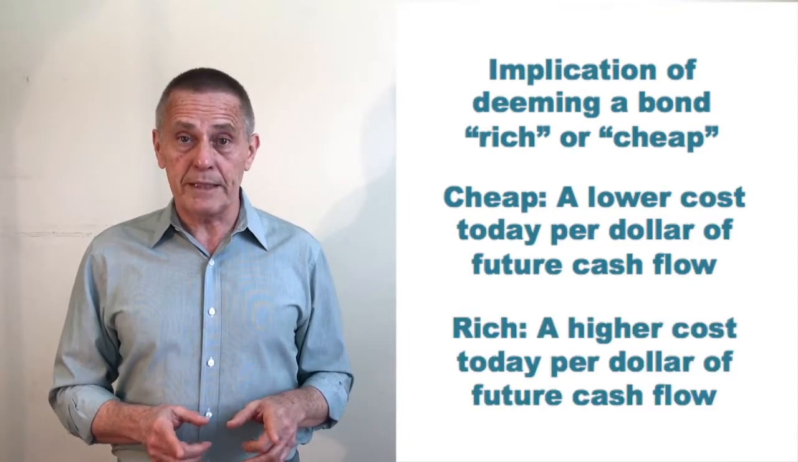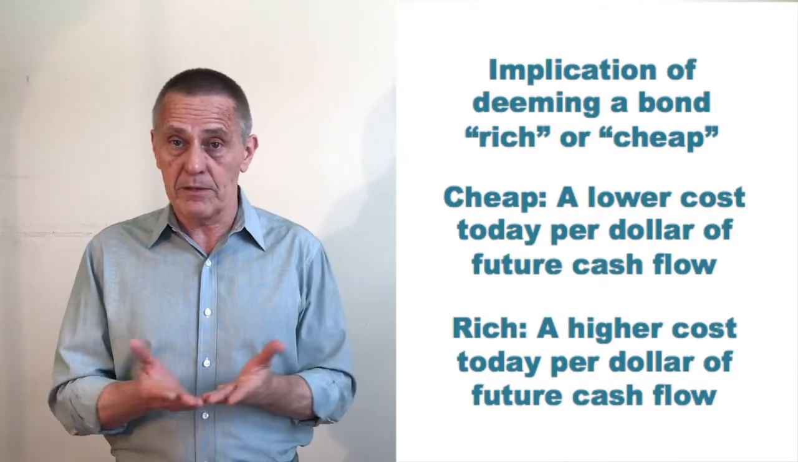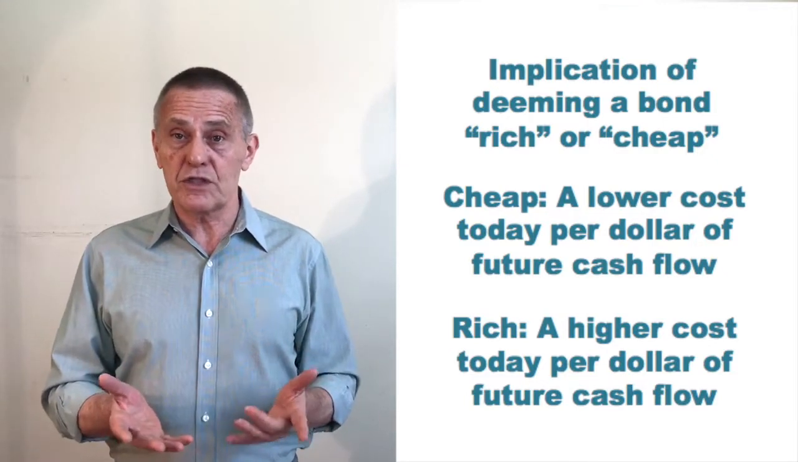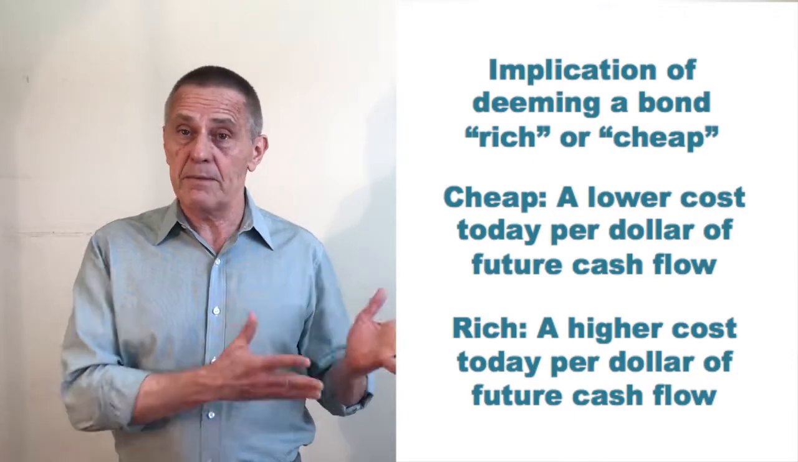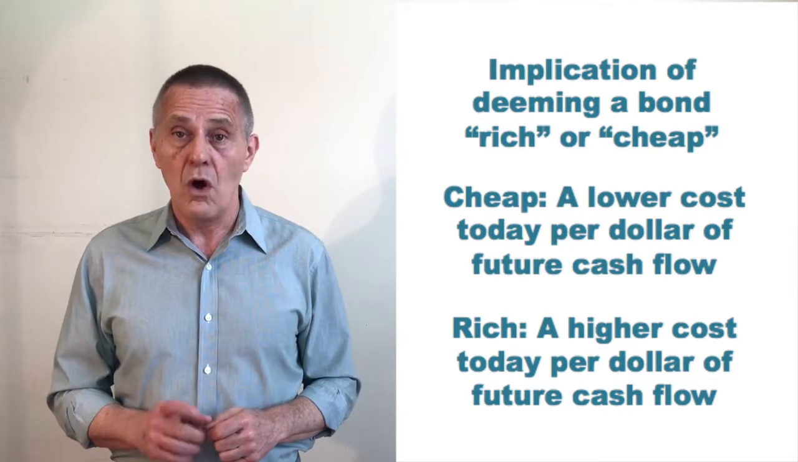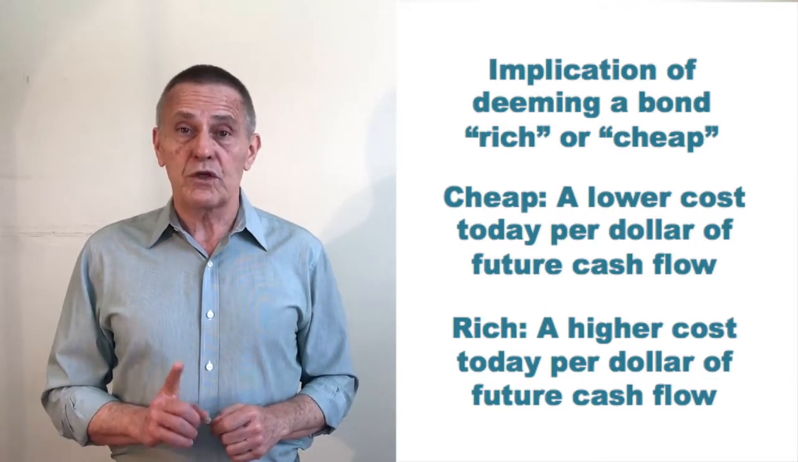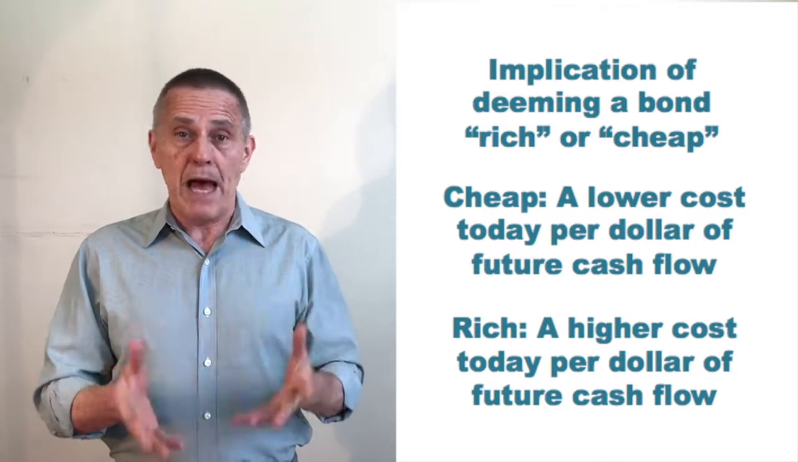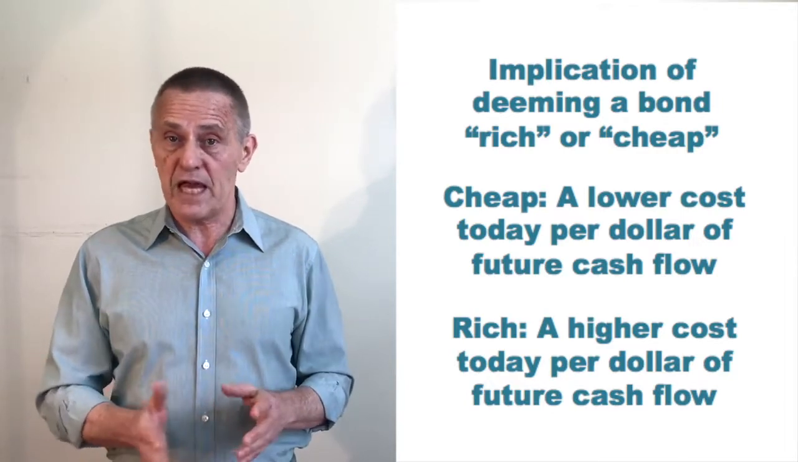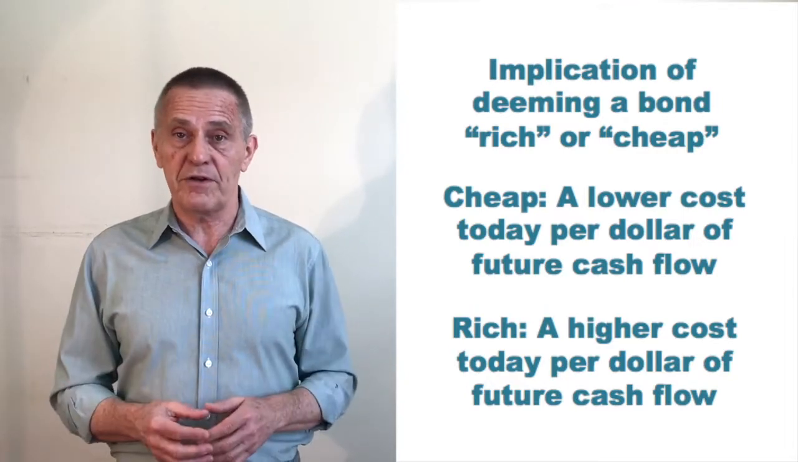Conversely, rich would mean, in the context of a comparison between two bonds, that the bond I'm recognizing as rich has a higher cost today per dollar of future cash flow than the bond I'm comparing it to. Or alternatively, rich could mean that the bond I'm so designating has a higher cost today per dollar of future cash flow than some measure of fair value.